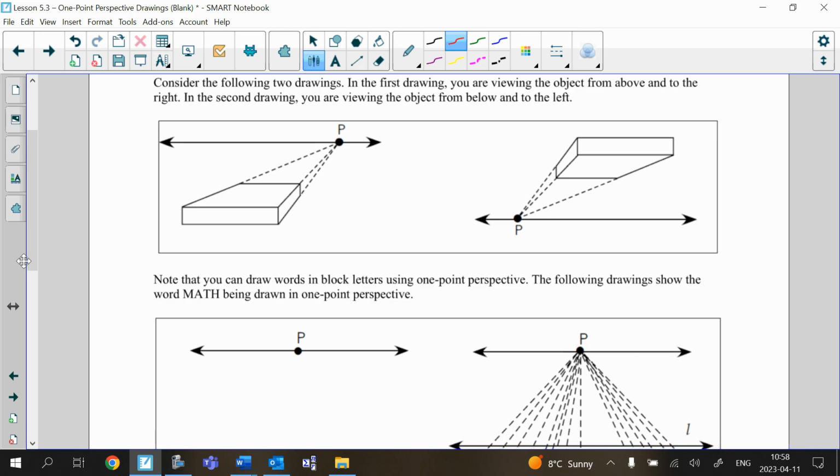You can draw all sorts of different views. You can look at it from above, from the middle, from the right or from the left. You can look at it from below, from the middle or the right or the left.